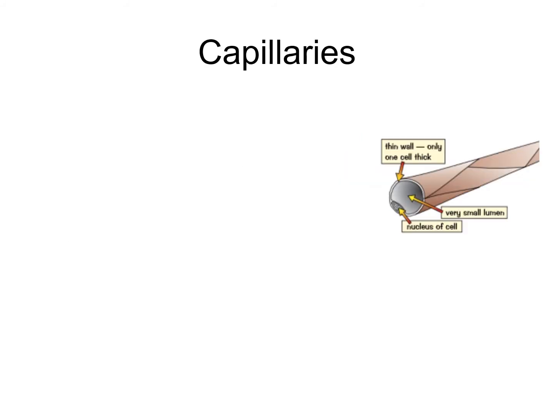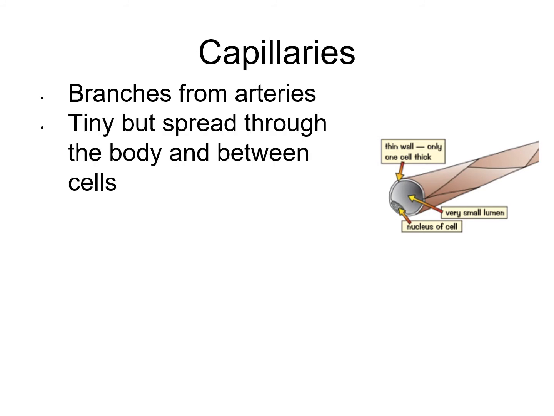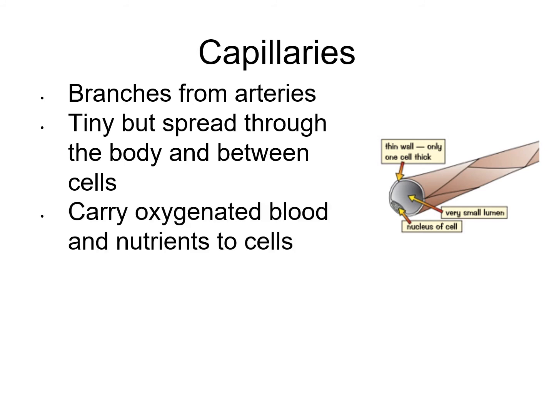Capillaries next. So the arteries take the blood from the heart around the body, and then the arteries all over the body branch off into tiny little blood vessels called capillaries. And these capillaries are really small and spread throughout the body, and they're so small they actually go between the cells in our body. They carry the oxygenated blood and all the nutrients dissolved in the blood to the cells. And they also pick up waste products from the cells and carry those waste products away.